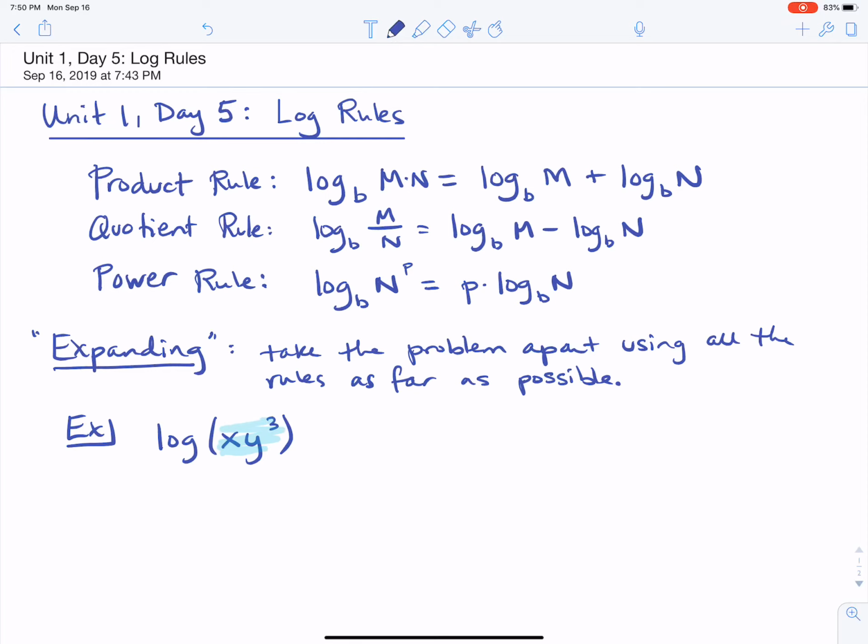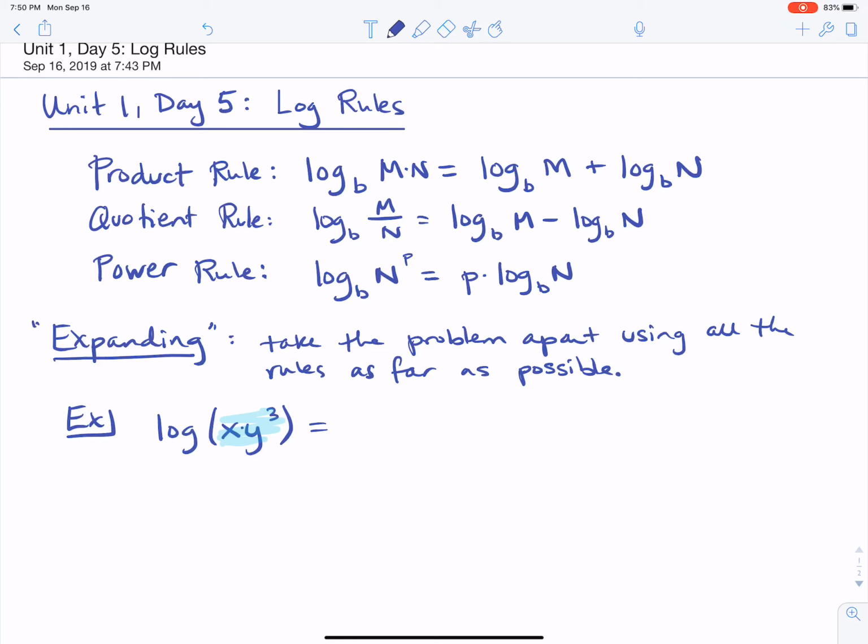So the way we are going to do that is to use our rules at the top. So right now I have a product, x times y, and I have a power because I have this y to the third. So the first thing I'm going to do is use the product rule to pull apart the product. So we are going to do log of x. The product rule says to take apart a product. I am going to use addition. So I'm going to have log x plus log y to the third.